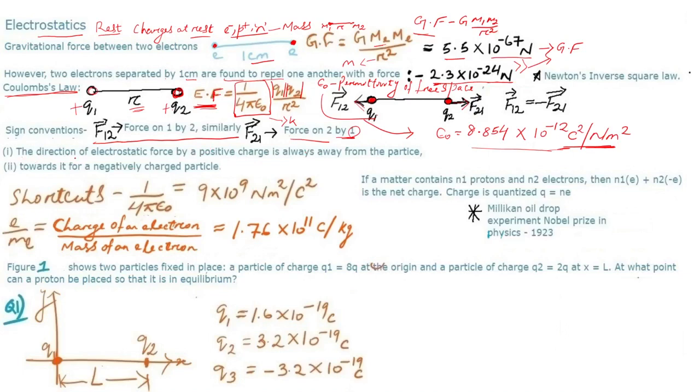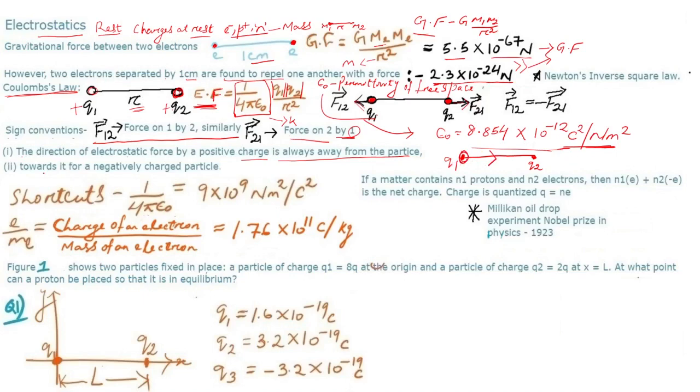Okay, the direction of electrostatic force by a positively charged particle is always away from the particle. Suppose there is a positively charged particle q1. Suppose q1 is exerting a force on the particle q2. That means the force will be towards this direction, away from the positively charged particle.